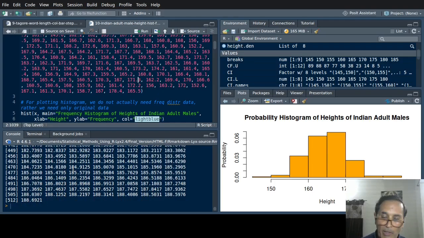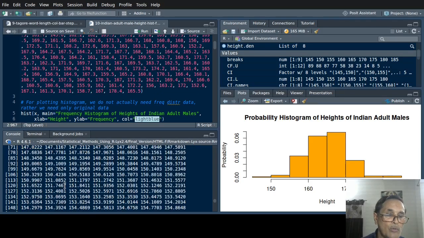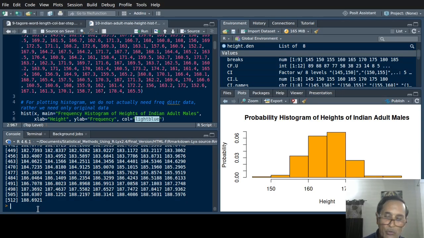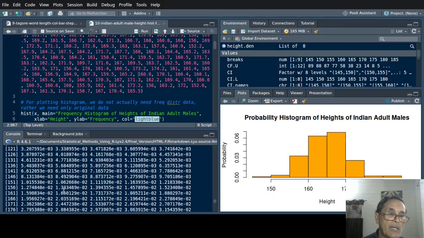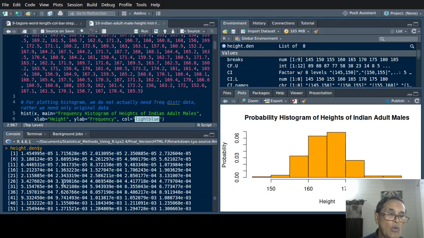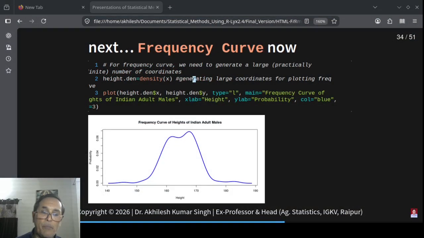Similarly, if you see there, it has some y values also. So if we just say height den, what are the y values in the height den? These are the height values. These are actually the y coordinates, and these are the x coordinates. X, y coordinates, that's what we have, the x, y coordinates necessary for the computation. Let me go to our presentation.